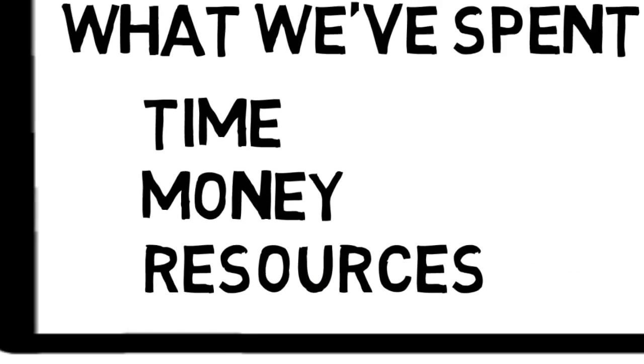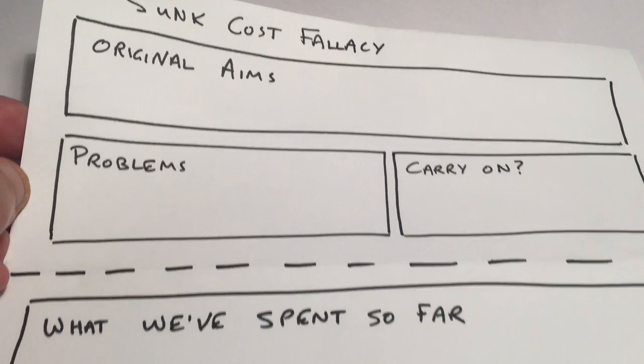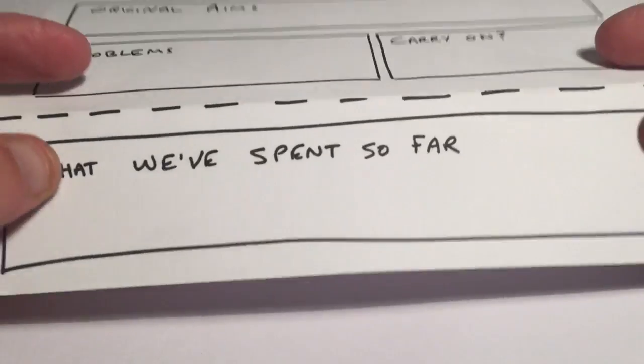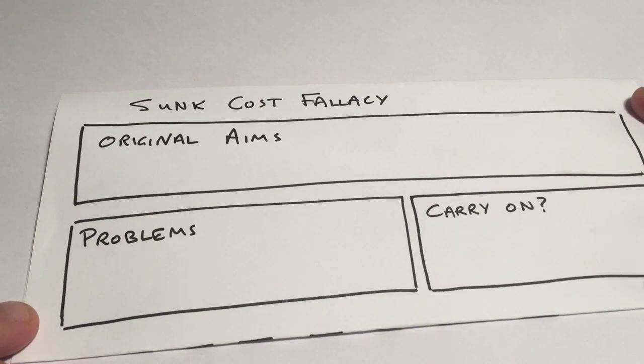Now the important thing about these costs is they're gone, they're sunk. You can never get them back whether you carry on or not. So now you're going to do a bit of origami. Where the dotted line is, take the page and fold along that dotted line. What you're doing is you're putting the sunk costs out of sight because you can't get them back, so they shouldn't influence whether or not you carry on.